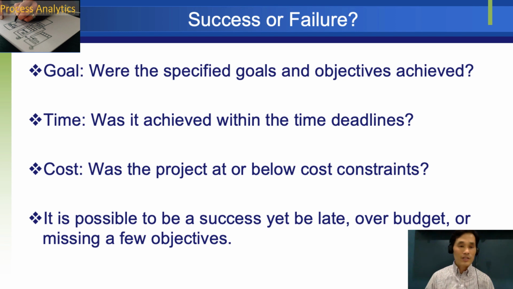If somebody set the deadline as 3 months, was it done? Cost, was the project at or below cost constraints? If it is incurring too much cost, that can be problematic too. However, remember that it is possible to be a success yet be late, over budget, or missing a few objectives. So we cannot just methodologically stick to this goal and time and cost, but prioritize what is more important and achieve that.